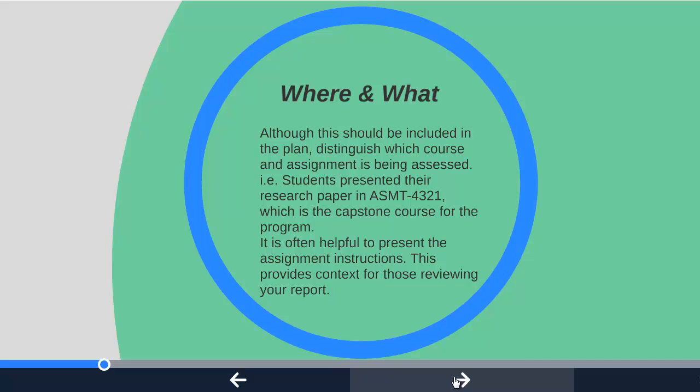If you recall, it looks like a table. So distinguish which course and which assignment is being assessed. As an example, students presented their research paper in Assessment 4321, which is the capstone course for the program. In addition, it's often helpful to present the assignment instructions as appropriate. Including instructions allows reviewers to determine if the activity aligns with the outcome, and it provides additional context. It's also useful for reviewers if they're examining the actual student work. Additionally, if a reader is not familiar with the subject or if an assignment name is unclear or vague, it also helps with understanding of the review.